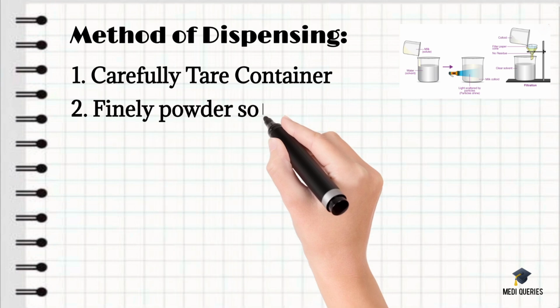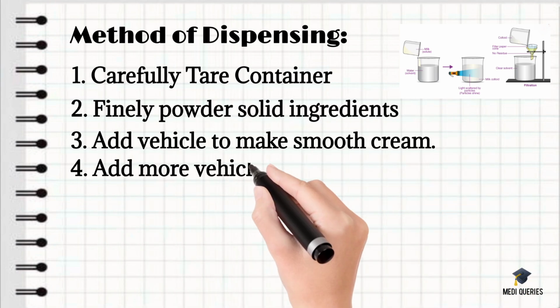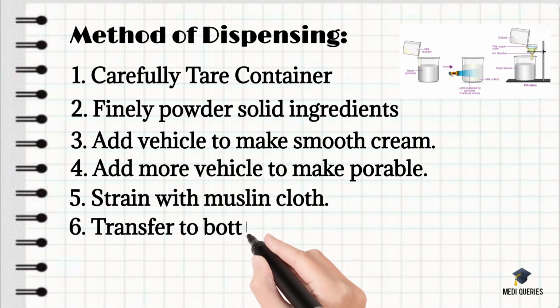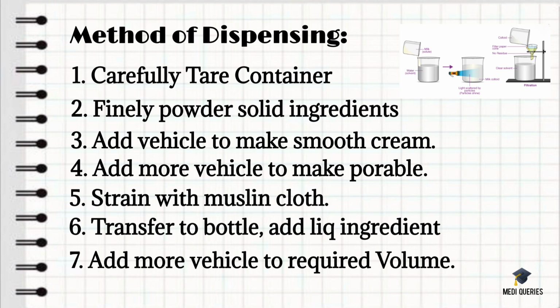Let us see the general method of dispensing such diffusible solids. First, carefully tap the container. After that, finely powder the solid ingredients, mix the insoluble powder in a mortar, and add enough vehicle to make a smooth cream. Then add more of the vehicle to make it a pourable liquid. Examine the suspension carefully, and if it contains foreign particles, strain through a muslin cloth into a tared container. Rinse the mortar and pestle with a sufficient volume of the vehicle until they are quite clear, and transfer the rinsing solution to the bottle. Add any liquid ingredients, then add more of the vehicle to produce the required volume and mix thoroughly by shaking the bottle.